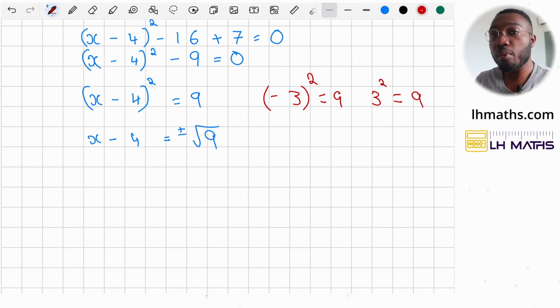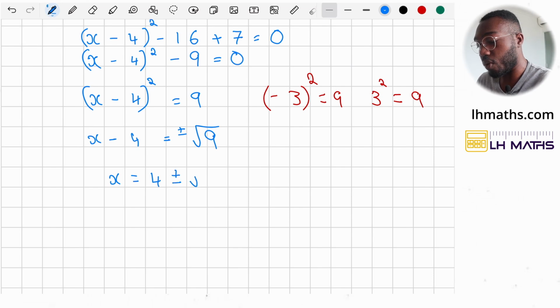Therefore, when we are going to square root something like this, we don't know whether that 9 came from a minus 3 or a positive 3. We don't know that. Therefore, we have to remember that when we are square rooting, it's a plus or minus the square root of 3. That is key. So then after that, we just bring the 4 to the other side. So it would be x is equal to 4 plus or minus the square root of 9.